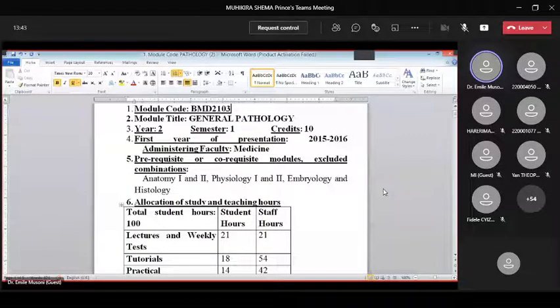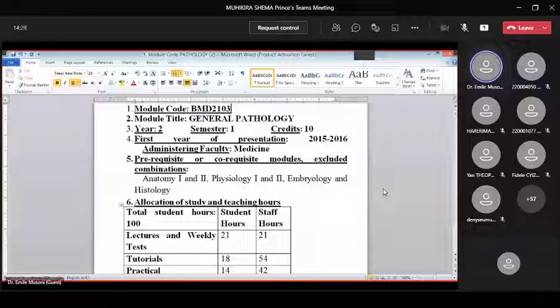So now let's see the module delivery. I apologize, I'm using the old UR logo, I will correct it. So we'll see some introduction of pathology that we're going to see today.